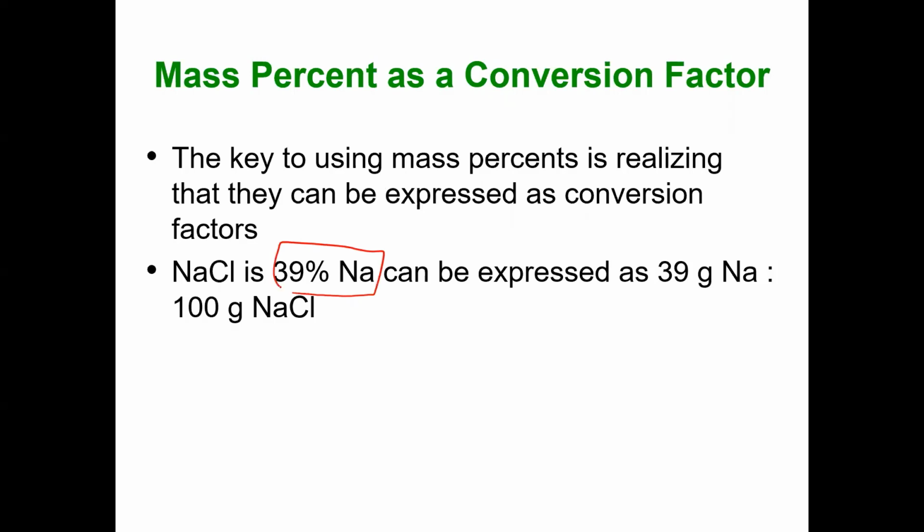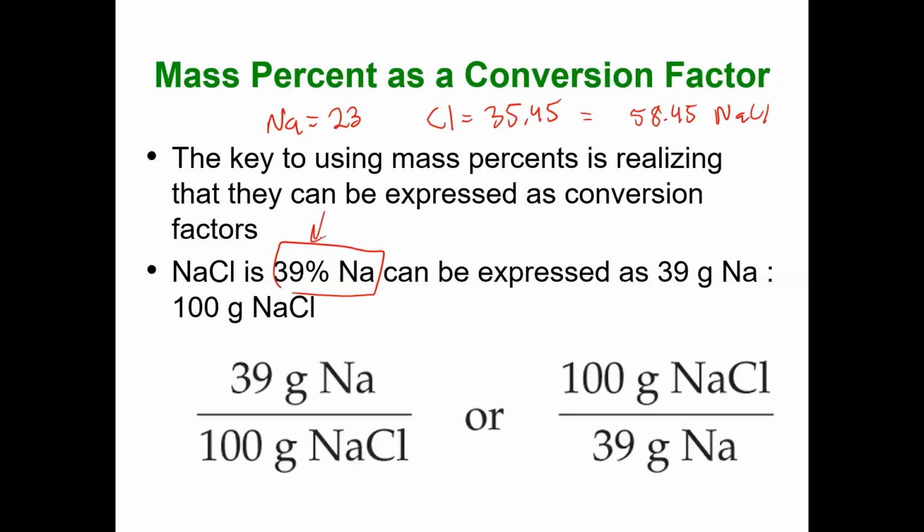Okay, well, sodium chloride, right? Sodium is equal to roughly, we'll just say 23 grams per mole. And your chloride is roughly 35.45 grams per mole. When we add those together, what do we get? We get 58.45 total for sodium chloride. So how do they come up with 39%?